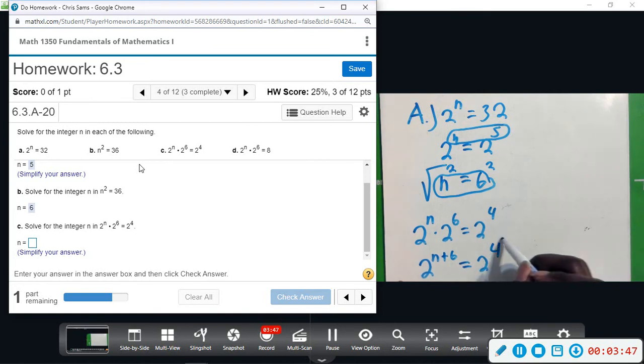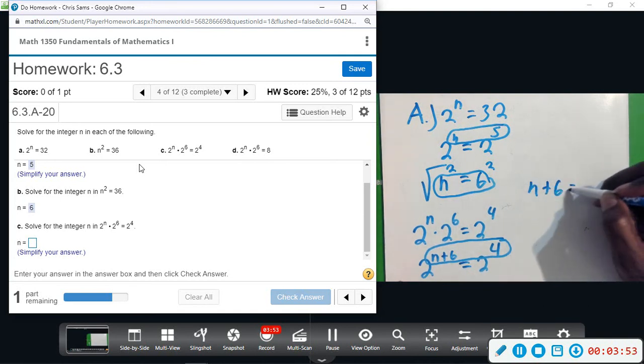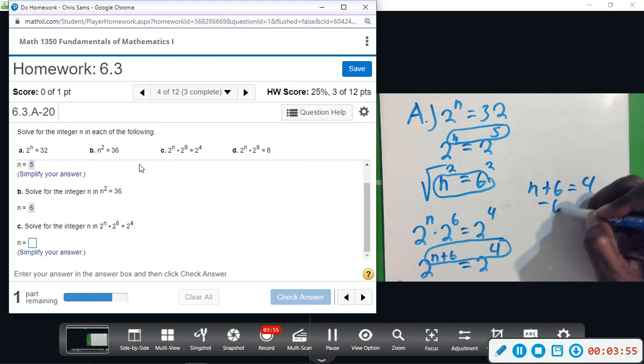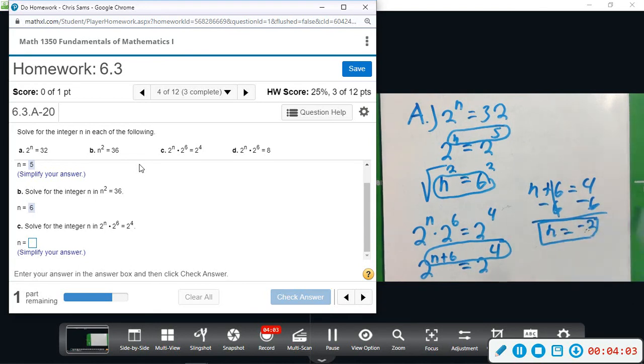So we're just focusing on solving this equation. N plus 6 equals 4. And we would subtract 6 from both sides, and that would give us n equals -2. So -2 is what we want in this case.